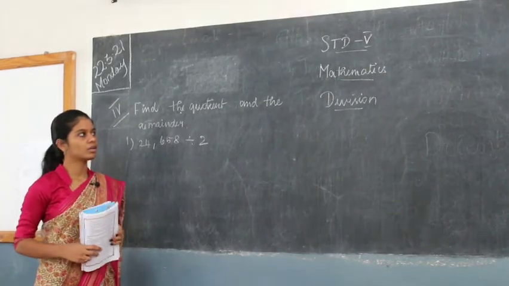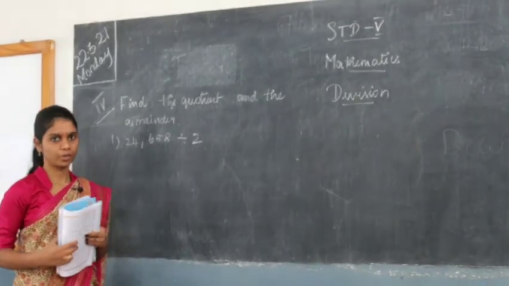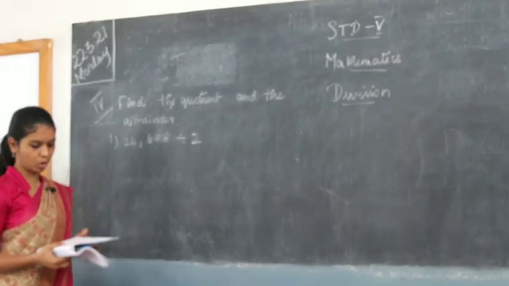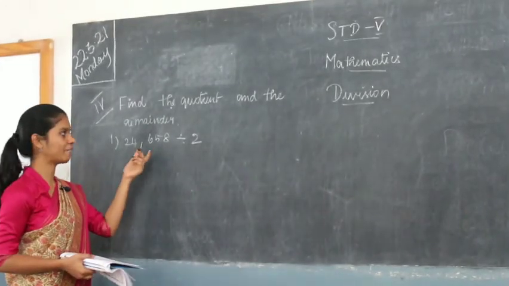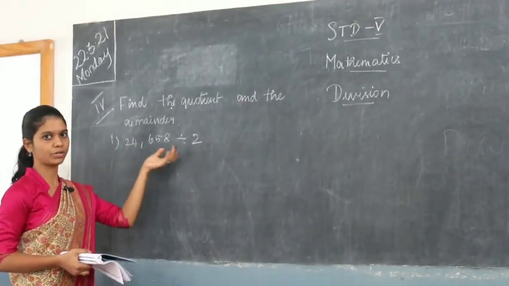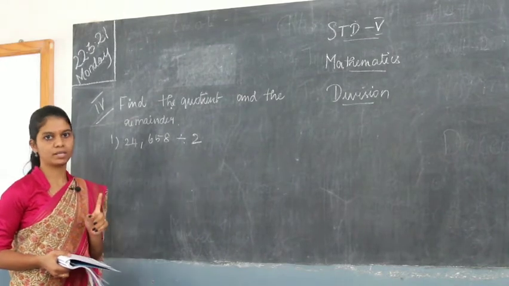Okay. Good morning, children. So today we are going to see a continuation of find the quotient and the remainder. Now we are going to solve the fourth problem, where you will have a 5-digit number and you are going to divide it using a 1-digit number.